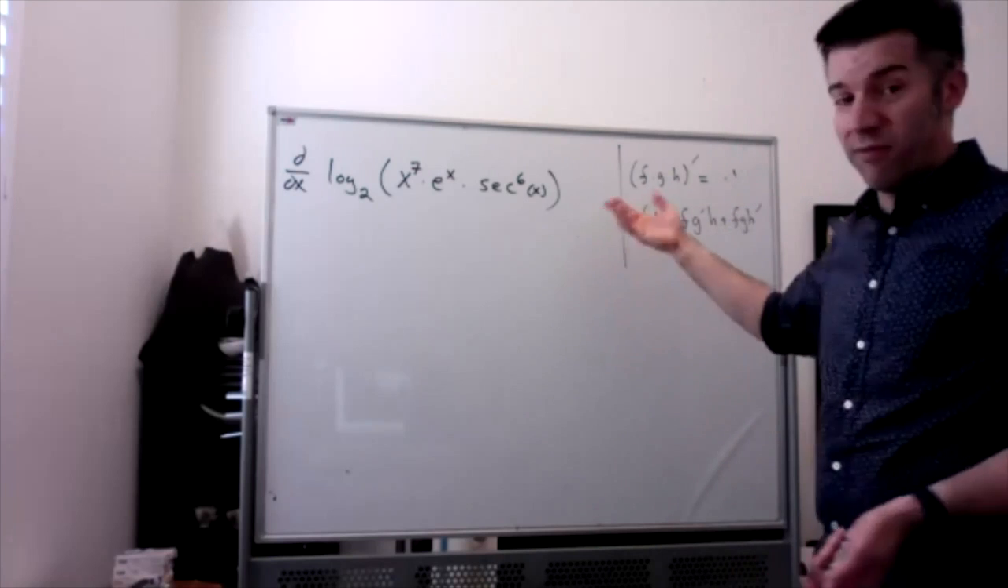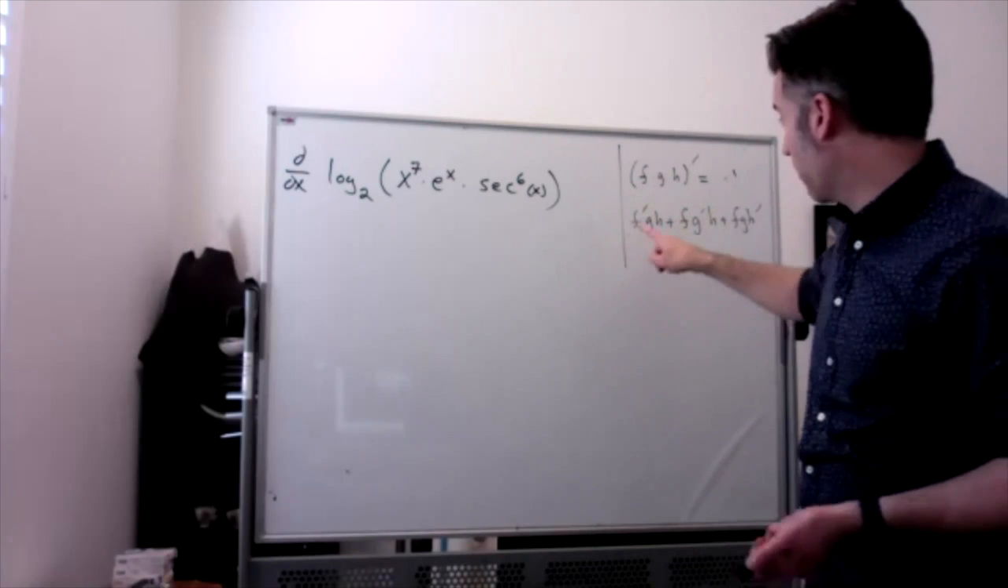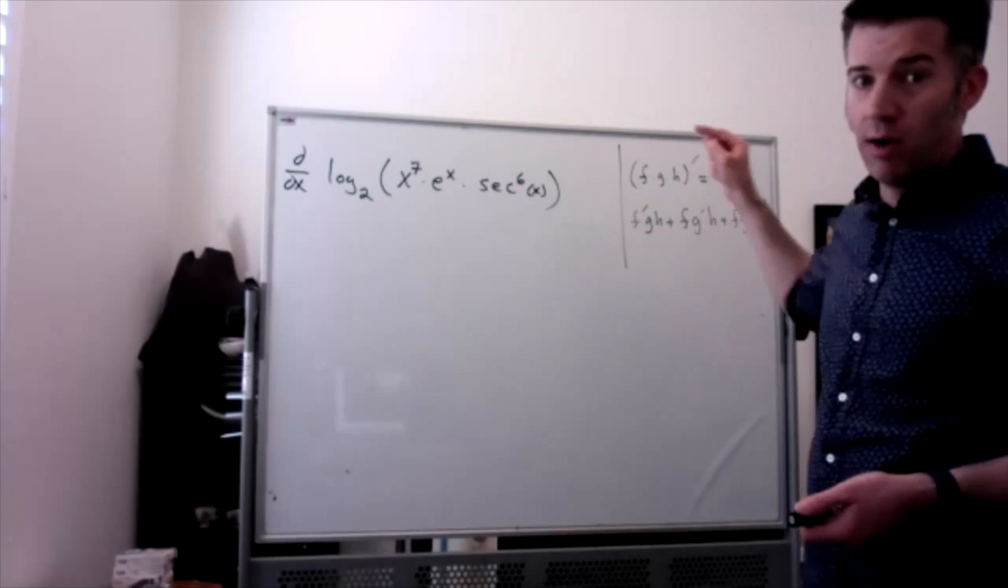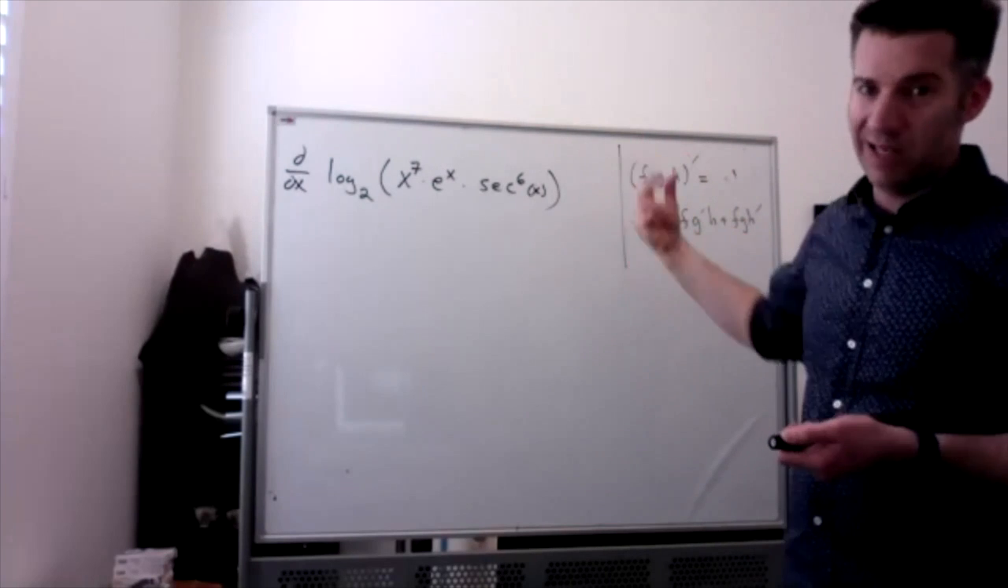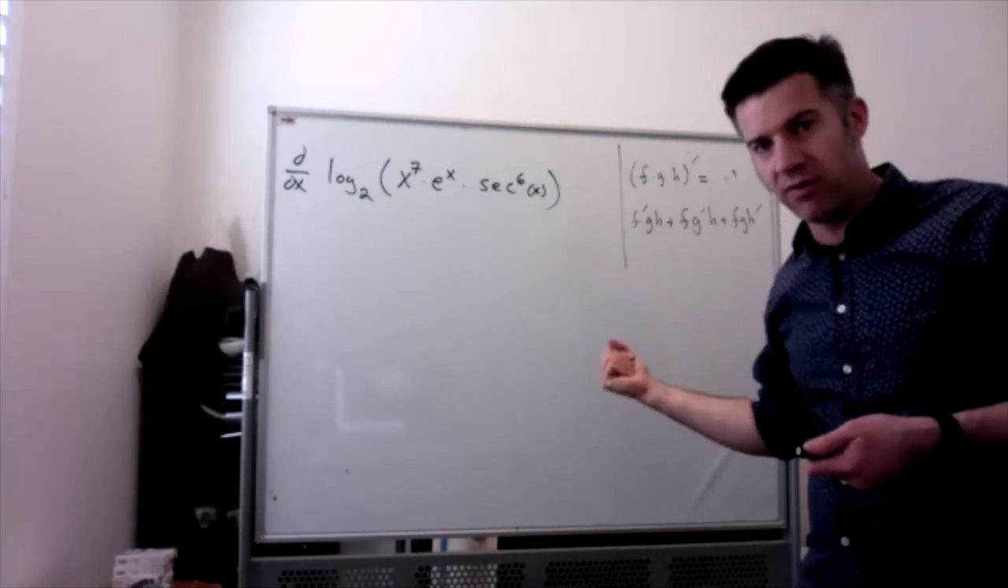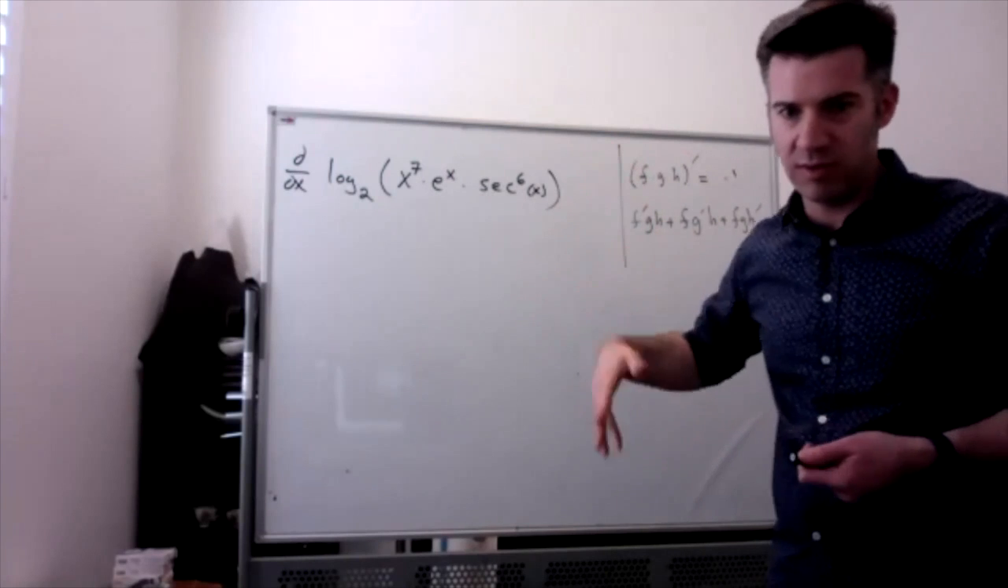So if it was a product of 4 things you want to take the derivative of, you would get 4 pieces. You would get first derivative times the other 3 pieces, second derivative times the other 3 pieces, third derivative times the other 3 pieces, fourth derivative times the other 3 pieces.